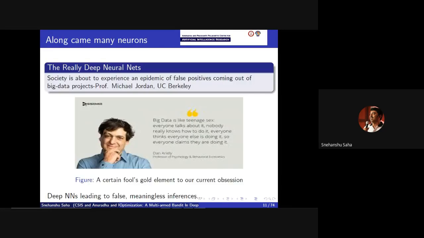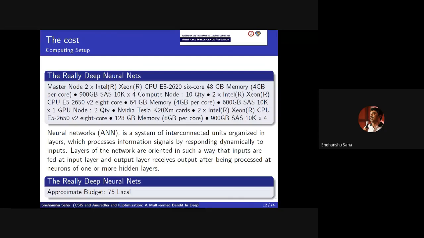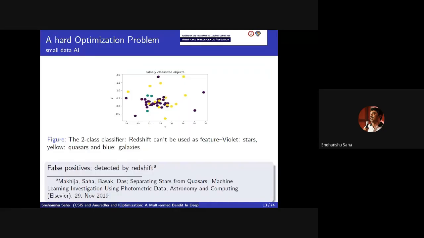Now, these are some of the caveats. These are a couple of slides which I always keep when we talk about deep learning over big data. Many times, false, meaningless inferences arise because the chosen loss function is not appropriately robust enough. There are some costs, and this is a really hard optimization problem.